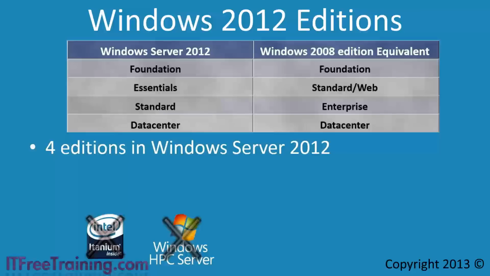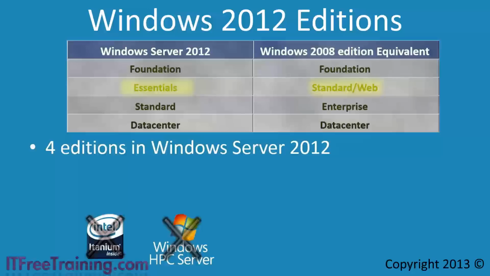2 of the 4 Windows Server 2012 editions map directly to a Windows Server 2008 edition. That is, Foundation maps directly to Foundation, Datacenter maps directly to Datacenter. The editions Essentials and Standard do not. The Essentials edition has the same functionality as the Standard and Web edition of Windows Server 2008. So, if you were using either of these editions, you would most likely upgrade to the Essentials edition.